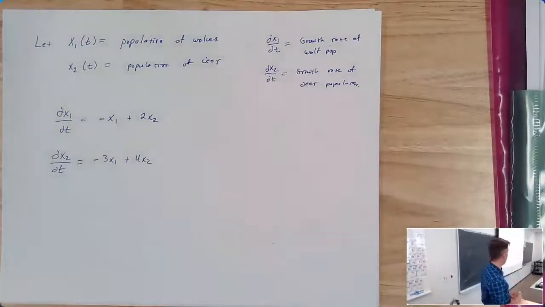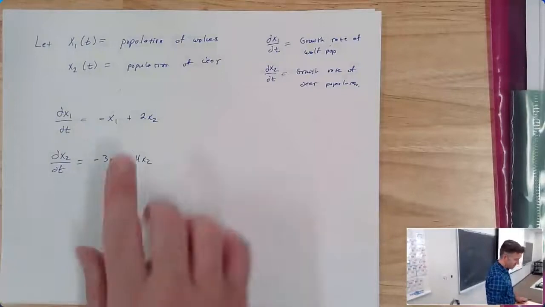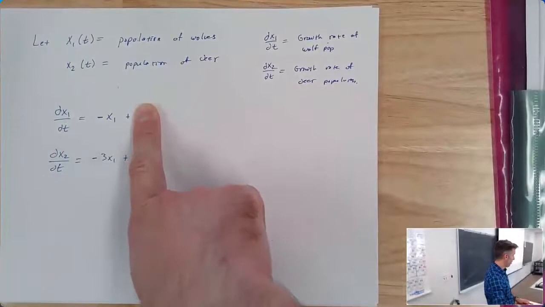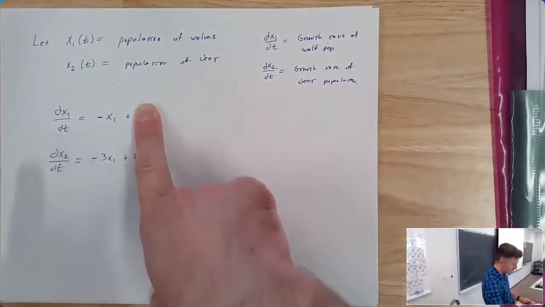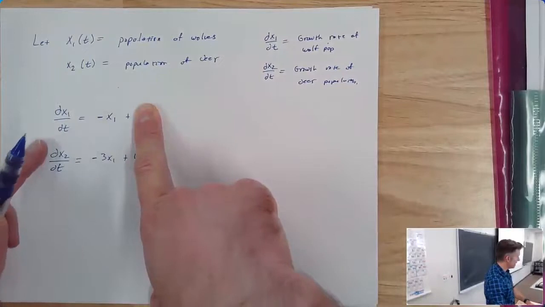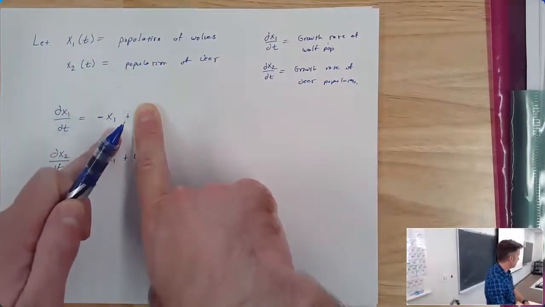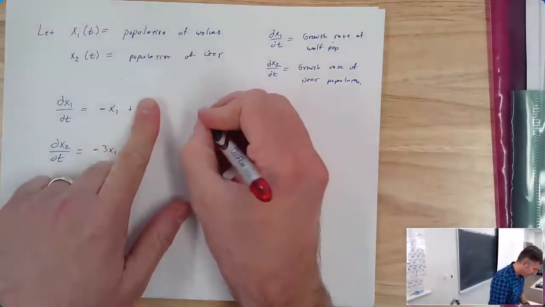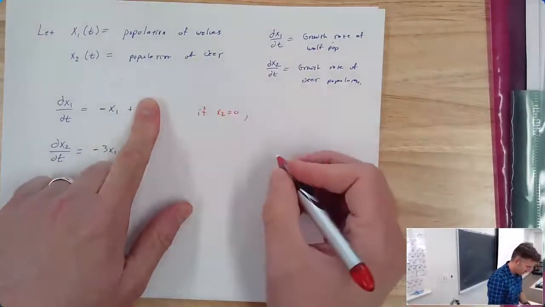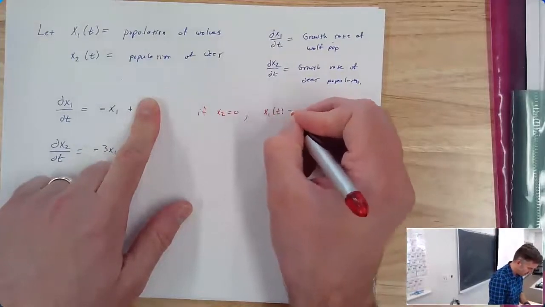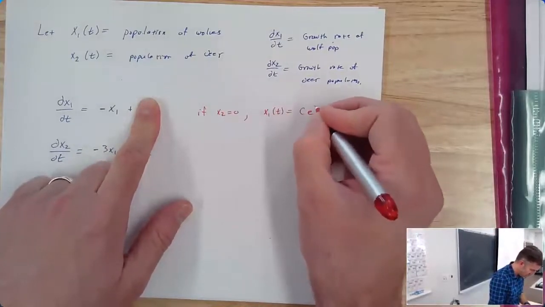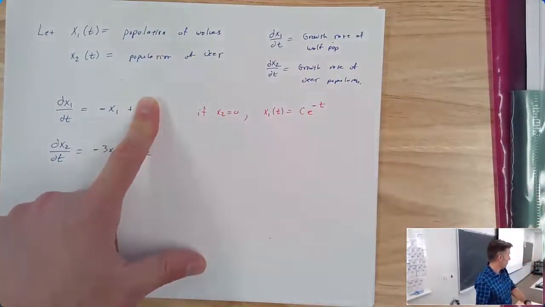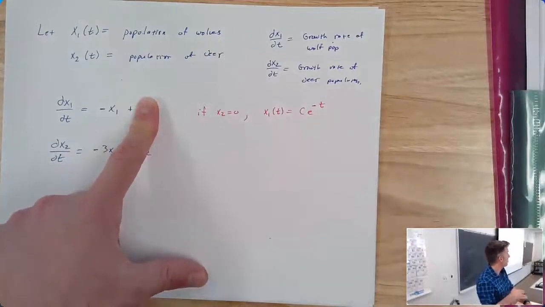So you could also make the argument that if there weren't any deer, we'd have an exponential decay situation for the wolves, right? That's exactly our dx/dt equal to negative 1 times x situation, where if x2 were equal to 0, we would get that x1 as a function of time was equal to c e to the negative 1 times t, which would be exponential decay. The population of wolves without anything to eat is going to die off real fast.